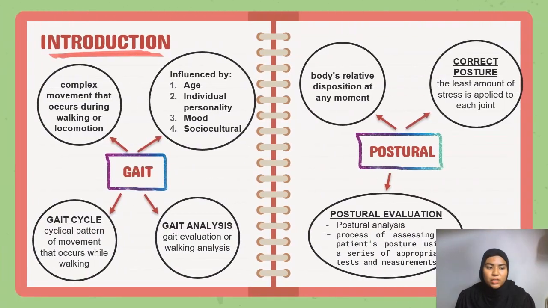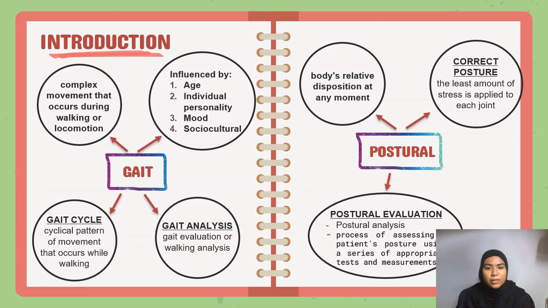Now I'll proceed with the introduction of gait and posture evaluation. For information, gait is a complex movement that occurs during walking or locomotion. Gait necessitates whole body movement as well as the coordinated action of numerous joints and muscles in our musculoskeletal system. Gait necessitates movement of the lower limbs such as our ankles, legs, and knees, as well as our upper body such as hand swing, pelvis, and spine.